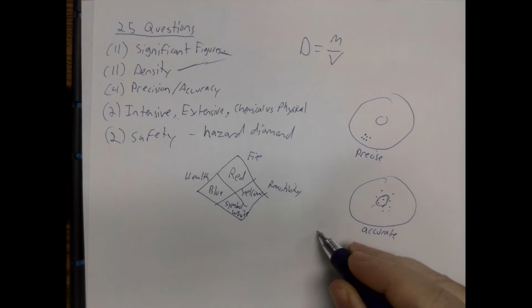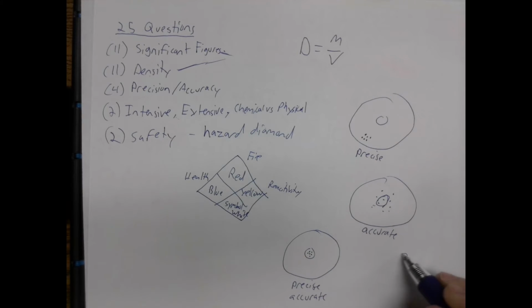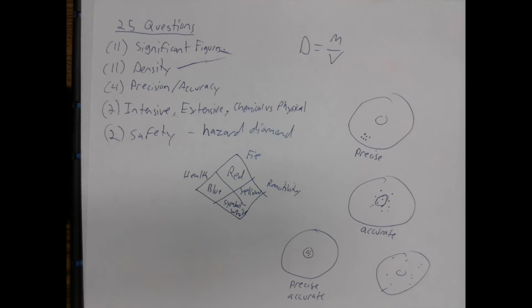If you want to be both accurate and precise, your values should be very tightly together and around the true value. Be both precise and accurate. And neither. It's just randomly distributed around.